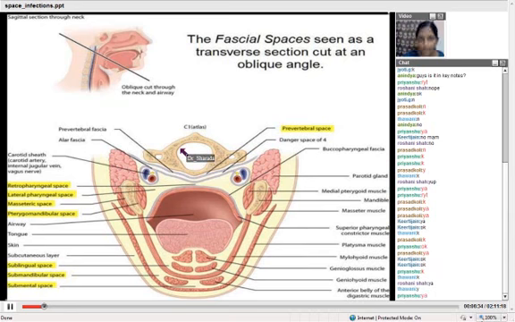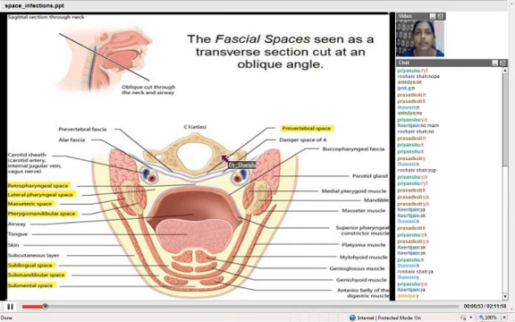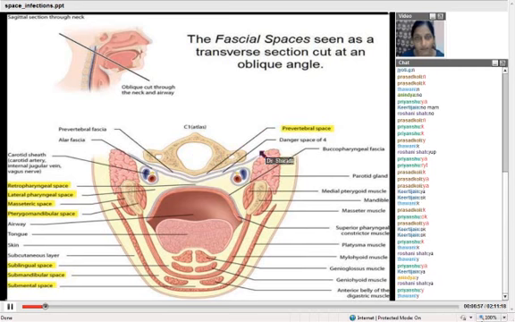Now when you take a cross section, what do you find? See, this is your vertebrae. Can you make out? This is your vertebrae. This is the prevertebral space. The word itself suggests it's before your vertebral column, so it's a prevertebral space. Then you have something known as the alar fascia. Okay? We'll come back to this.